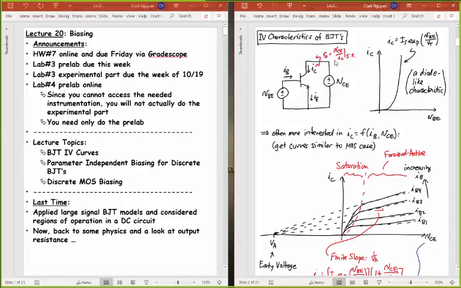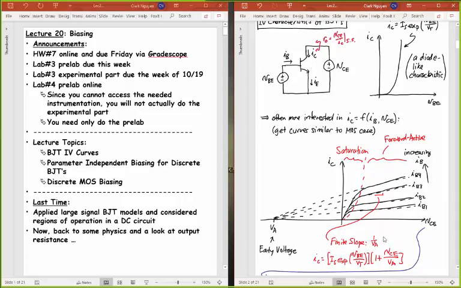So if I said that R naught was equal to VCE divided by IC, well, if this is IC and that's VCE, then the slope right here, that I'm pointing out, goes as 1 over VA. That's going to be related to the output resistance. And we'll see that later on.